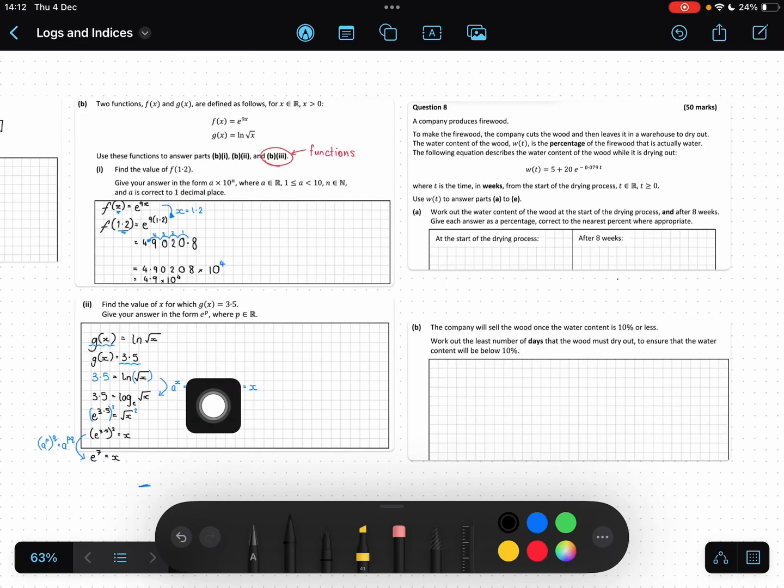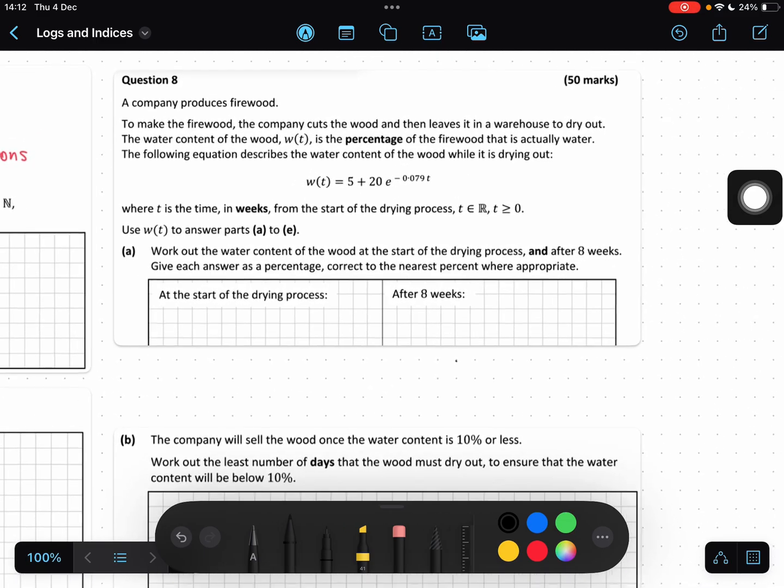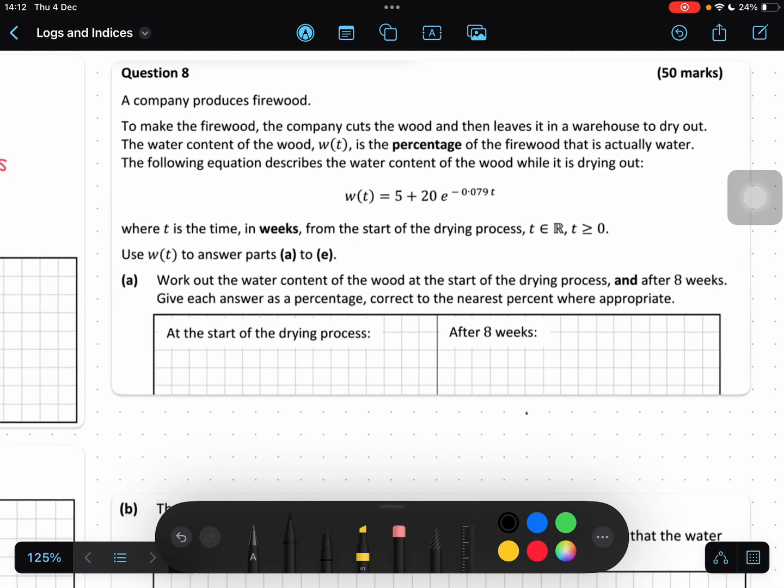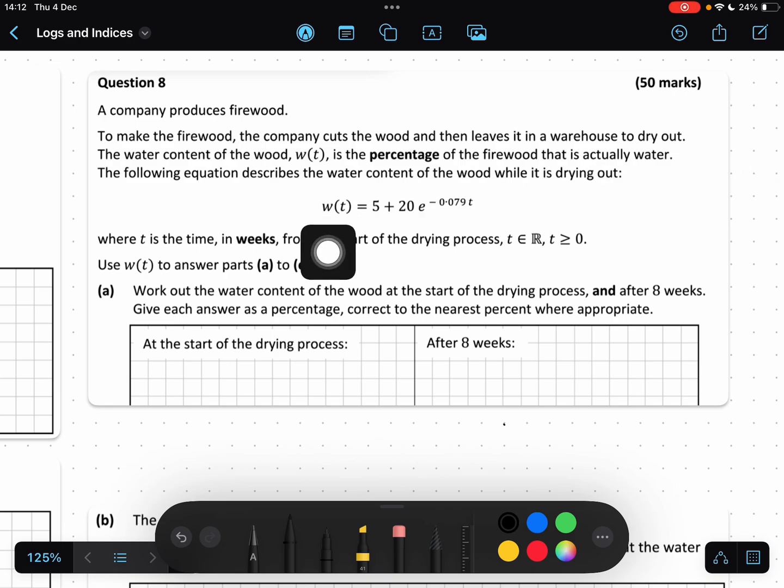Okay, so we've been looking at our natural logs and e. This question here uses e. Other than the fact that it uses e, we actually don't need to rely on natural logs that much. If we understand our logs well, then this question is fine.